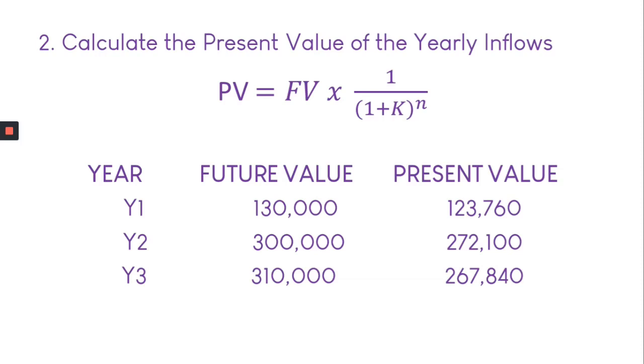The present value is equal to the future value times 1 over 1 plus the opportunity cost raised to the number of years. So we computed it as the future value of year 1, 130,000, and the present value is 123,760. Year 2 yielded a present value of 276,100. Year 3 yielded a present value of 267,840.